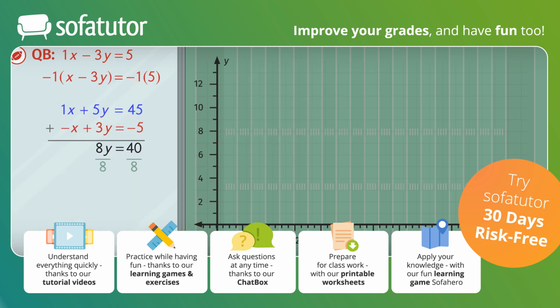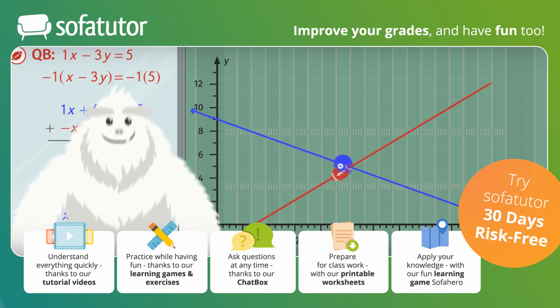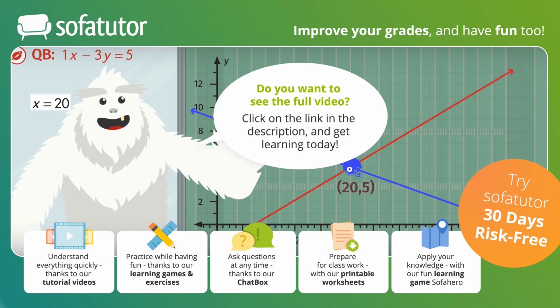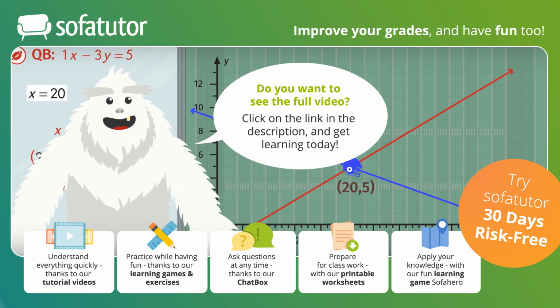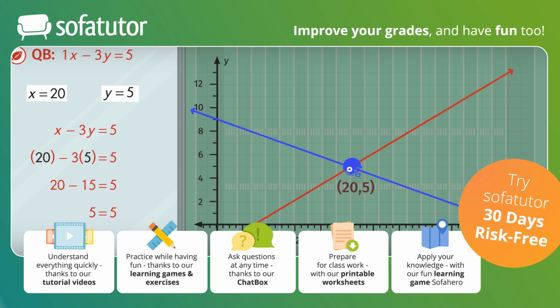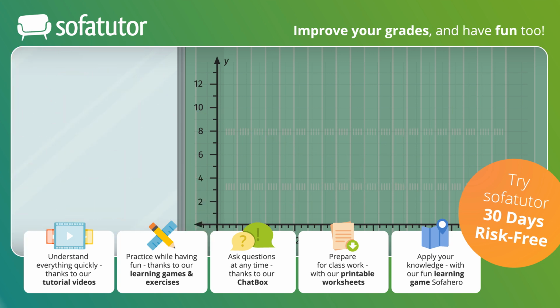Dividing both sides by 8 leaves us with y equals 5. To find the value for x, we simply have to plug in 5 for y in either equation. Let's use the first equation. So the solution to this system of linear equations is y equals 5 and x equals 20. Remember, always check your answers. Using the second equation and substituting our solutions for x and y, we see that we're correct because 5 equals 5. Multiplying a linear equation by negative 1 is just one method of eliminating a variable.